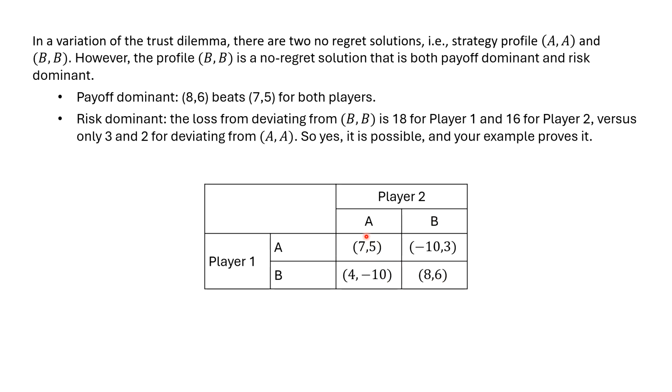However, if you switch off of 7-5, for player 1 it would be a loss of 3, and for player 2 it would be a loss of 2. So I just wanted to show that it was possible to have both payoff dominant and risk dominant in the same no-regret solution, which we have here. So they don't need to fall on different no-regret solutions when you have more than one.